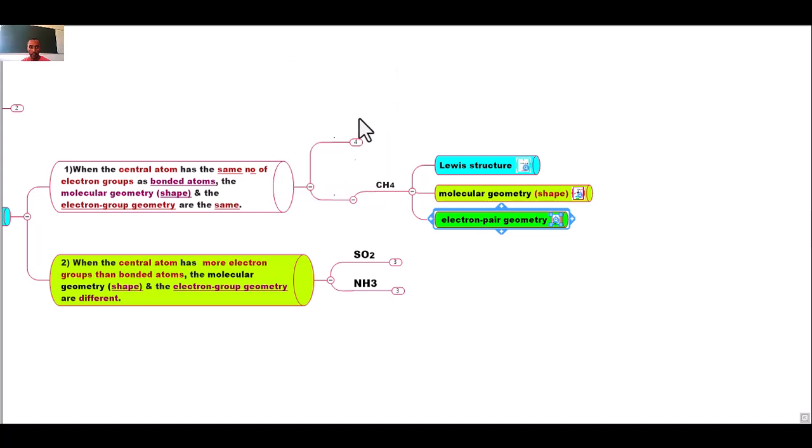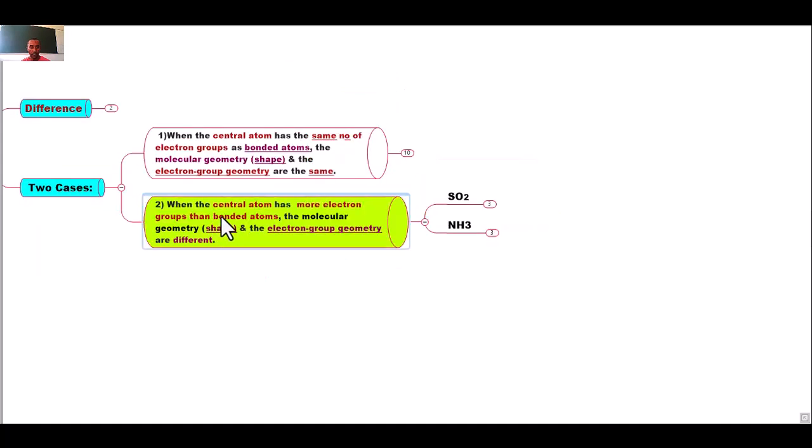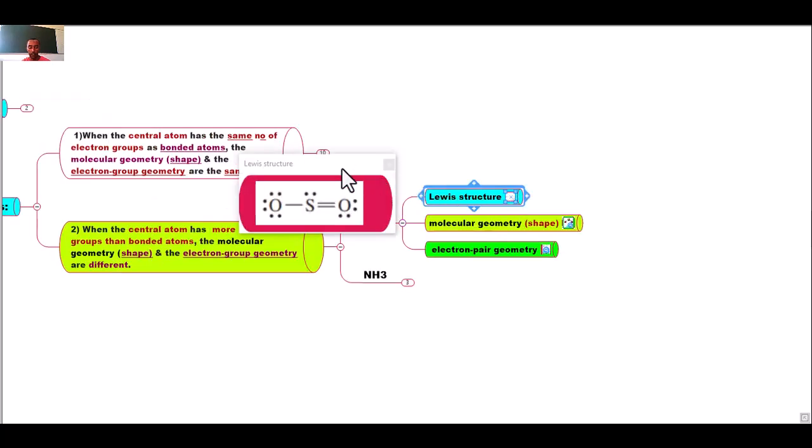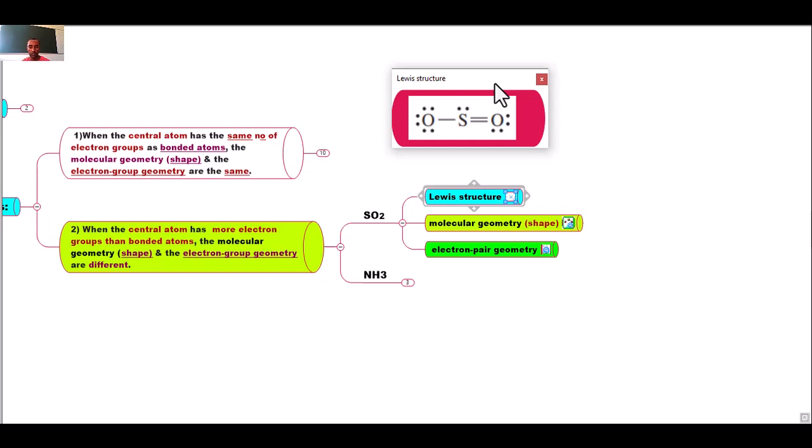The second case is when the central atom has more electron groups than bonded atoms. For example, consider sulfur dioxide. If you draw the Lewis structure for sulfur dioxide, you will get this one. How many atoms surround the sulfur? We have 2 atoms, this oxygen and this oxygen. But how many electron groups surround the sulfur atom? We have 3 electron groups. That is more than the atoms.